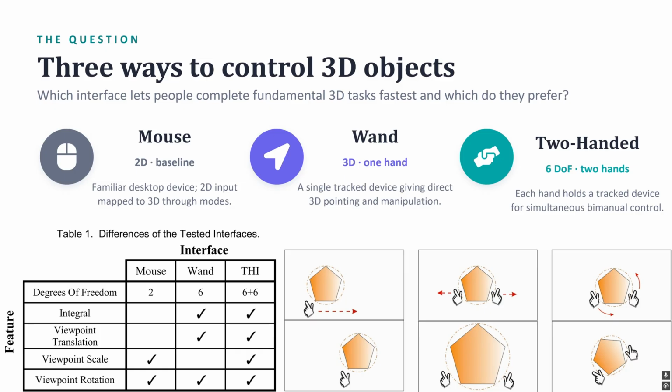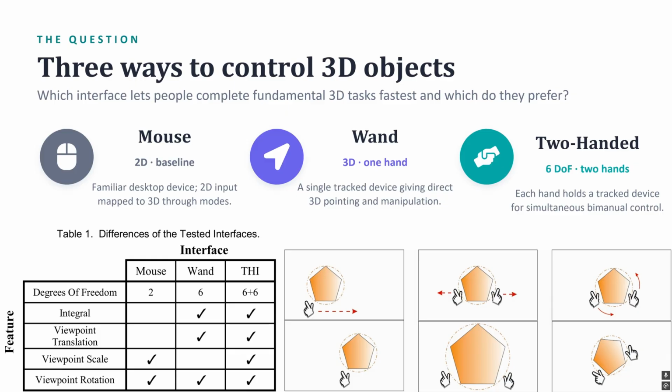The viewpoint translation is being able to move an object around the screen. This is seen in the figure on the right. This is the left image, which we saw in the previous slide. Viewpoint scale is being able to scale an object in size by basically grabbing and stretching or pinching it together. This is the image in the middle. And viewpoint rotation is being able to rotate an object by grabbing it with both hands again. And this is the image on the right.